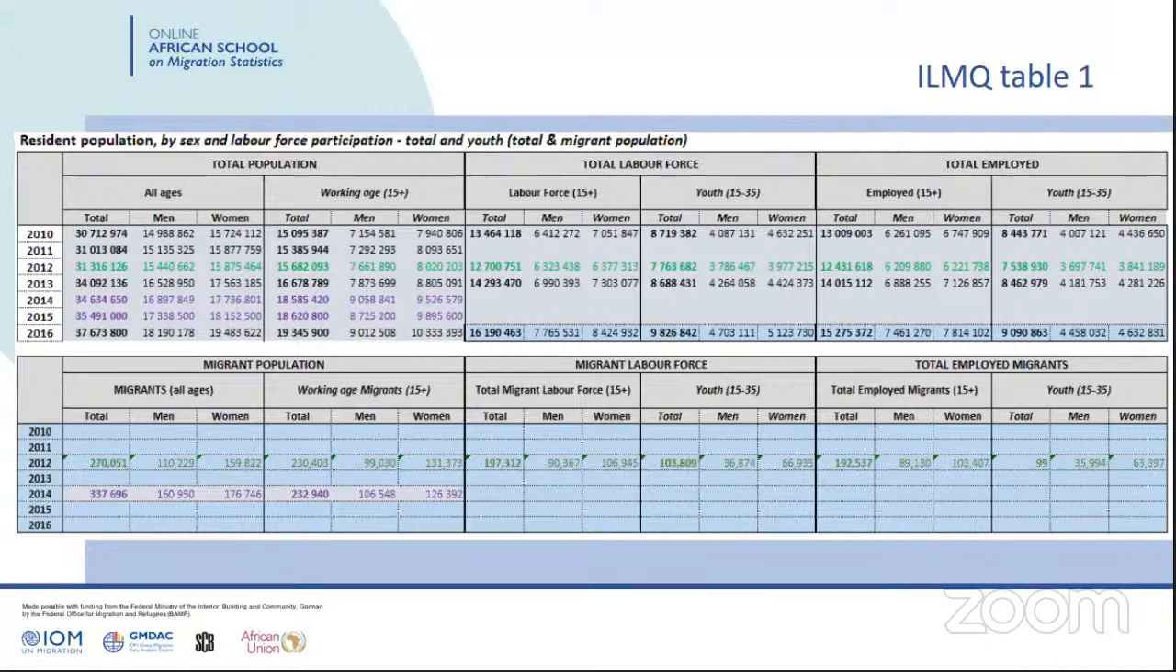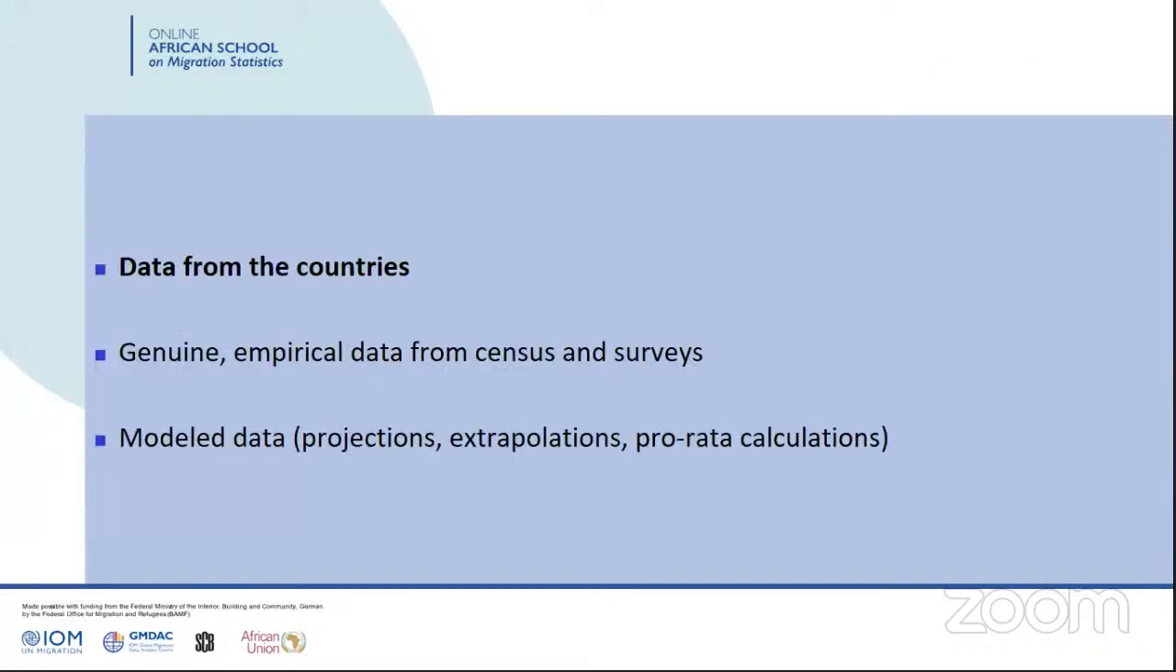This is a questionnaire just to indicate the holes we have in the data. You can see here we have data for 10 years for all the variables. But for example, total employed migrants, we have very few data points. So this is an illustration of the situation we have. Yeah, we have general empirical data, but we have a lot of model data, projections, extrapolations, pro rata calculations, and so on.